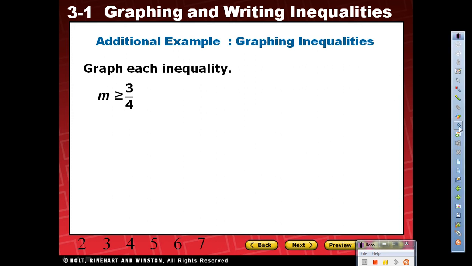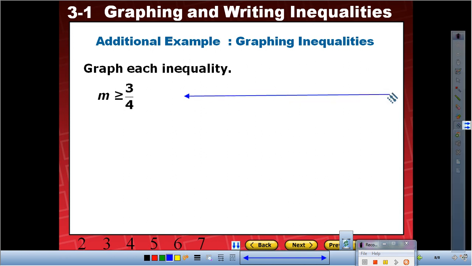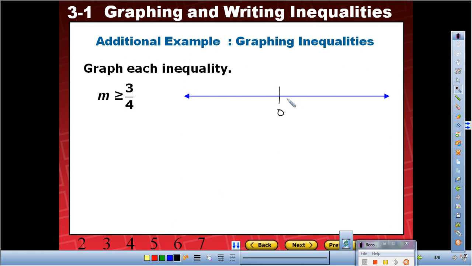So here we go. I'm going to get a number line. I'm going to do that in blue so you can see it. Okay. There it is. And I got 0 right here. Then I got 1, 2, 3. Over here I got -1, -2, -3.